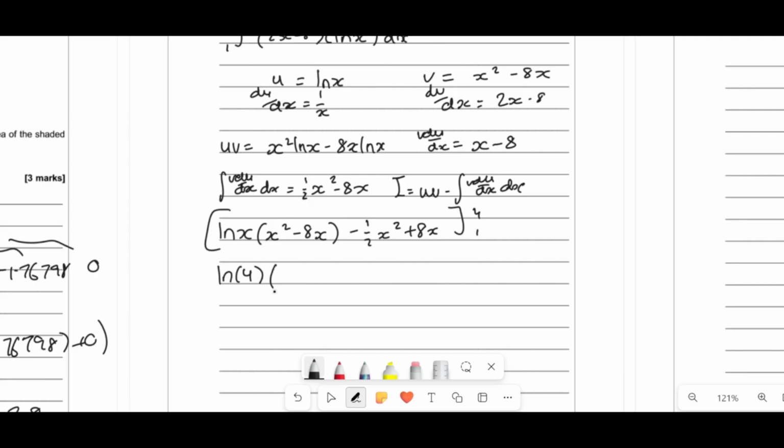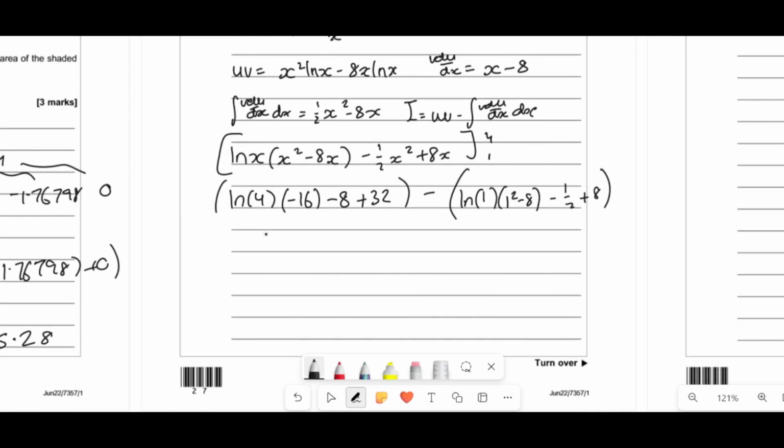And then what's that? 4 squared minus 8 times 4. So it's going to be minus 16, minus a half 4 squared, so minus 8, plus 8 times 4, 32. And it's going to be minus, and then ln 1, and then 1 squared minus 8, minus a half times 1 squared, minus a half plus 8.